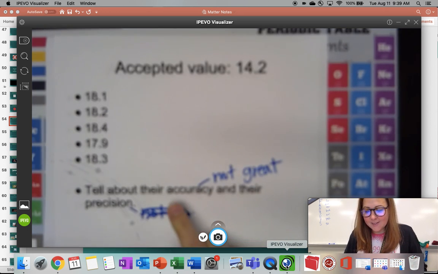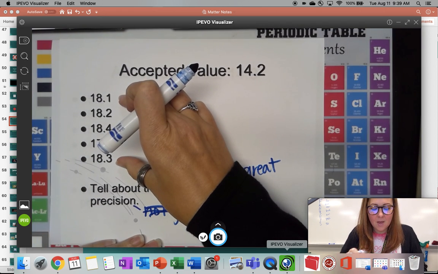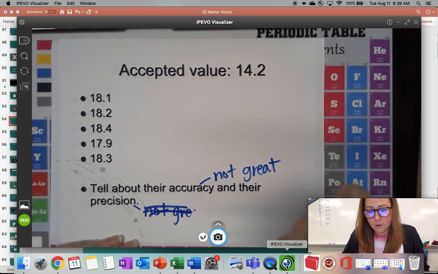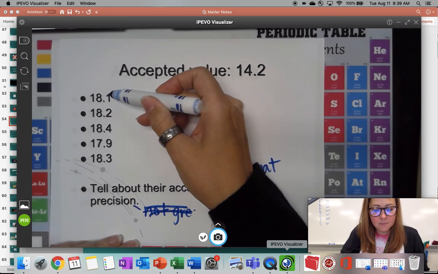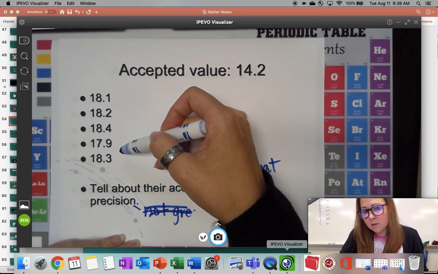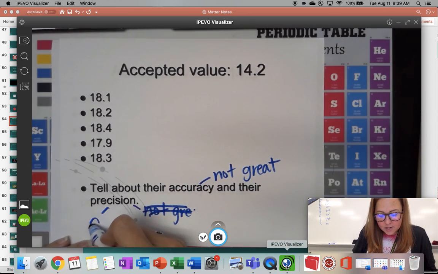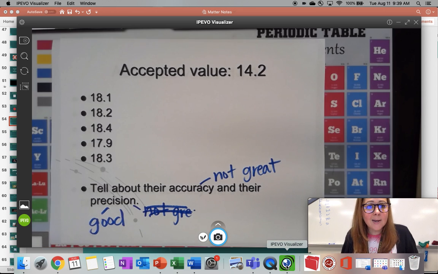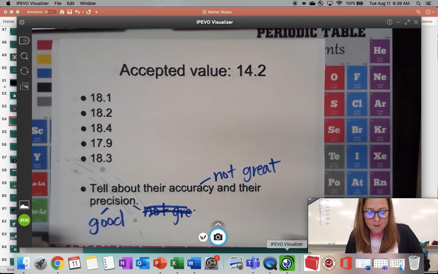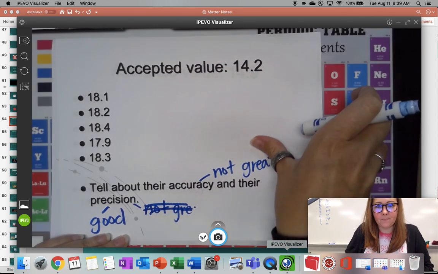So with my accuracy, I'm not close to the correct answer, so it's not very good accuracy. Now my precision, being able to get the same answer over and over and over, all of these numbers are very close to one another. So because all of those answers are very close to one another, I would say that my precision is pretty good. Again, overall, you're looking at the whole data set. Overall, my precision is good, but I didn't have good accuracy.